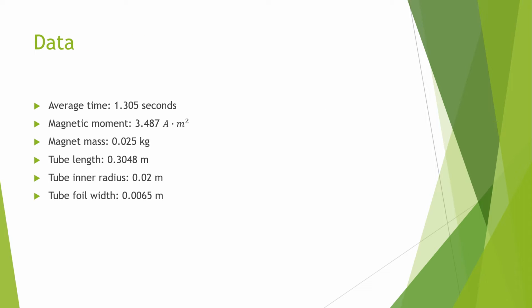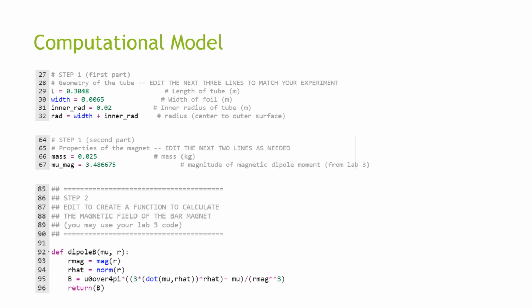Our experimental results from the lab can be found below. The average time it took for the magnet to travel through the tube was 1.305 seconds. The magnetic moment of the magnet, which we recorded in the previous lab, was found to be 3.487 amperes meters squared. The magnet mass was found to be 0.025 kilograms, and the tube length was determined to be 0.3048 meters, while the tube inner radius was 0.02 meters, and the tube foil width was 0.0065 meters.